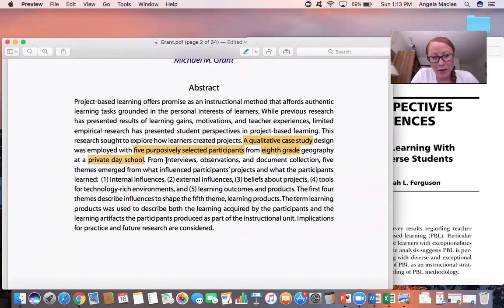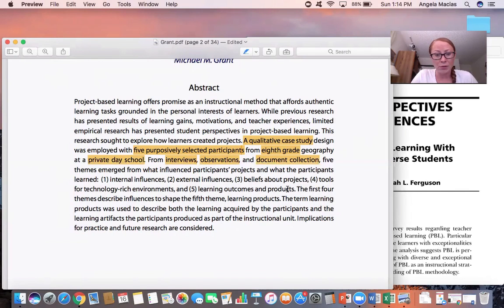And the way they gathered the information, how did they get this data that they analyzed? They used interviews, meaning they sat down and asked questions of the participant, the 8th grader. Observations, that means they observed the 8th grader probably in class, maybe working on some projects, and document collection. Document collection means that they actually gathered documents and analyzed them. And often in education, what that means is they have used student work and analyzed that.